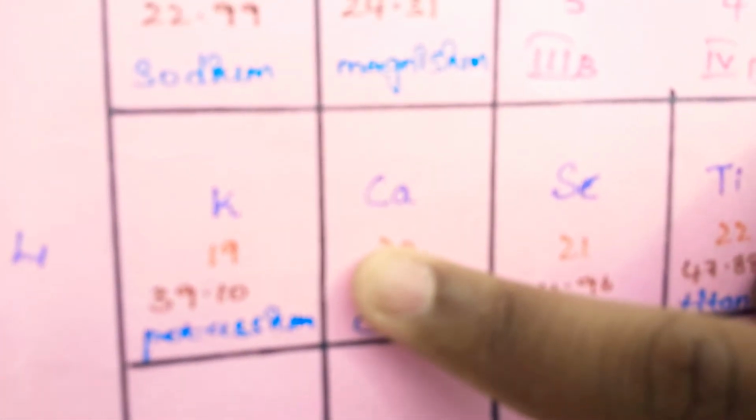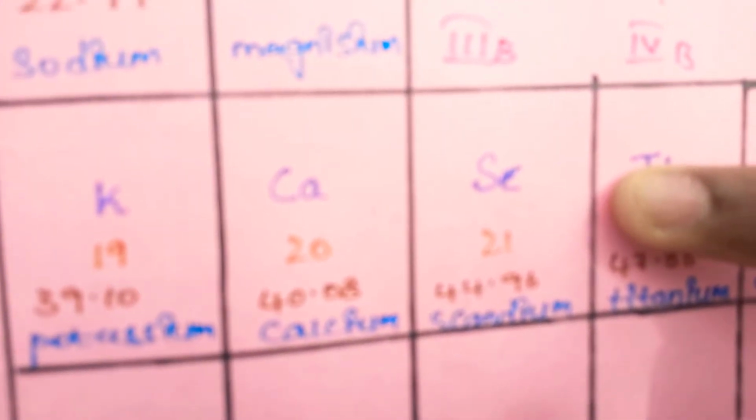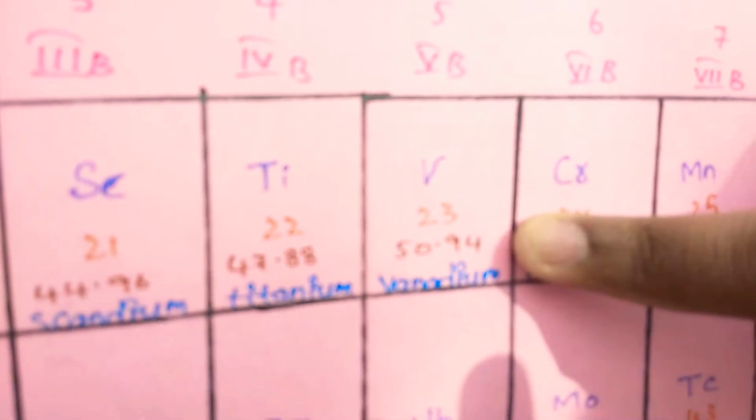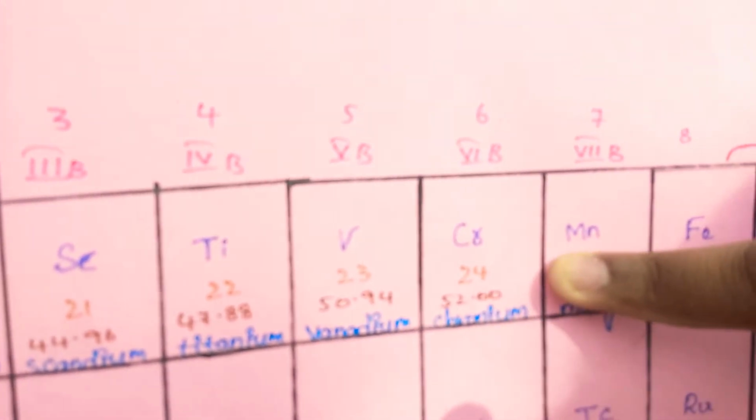Here potassium contains atomic number 19 and 39.10 is the atomic weight. Calcium, it is 40.08 and its atomic number is 20. Scandium, 21 atomic number, it is 44.96. Titanium, 22, 47.88. This atomic weight is 47.88. Vanadium, 23 atomic number, 50.94 is atomic weight.